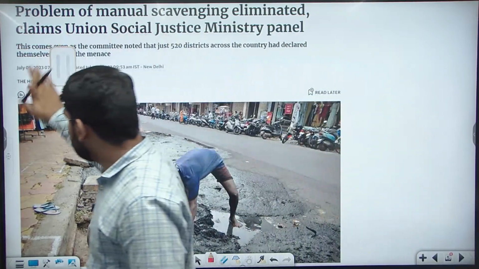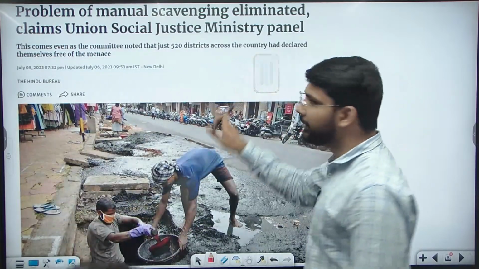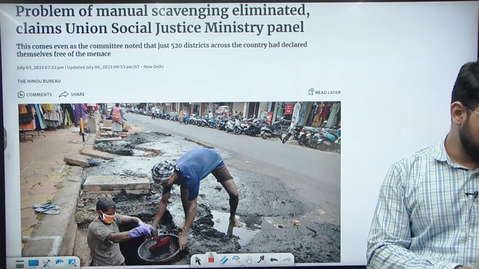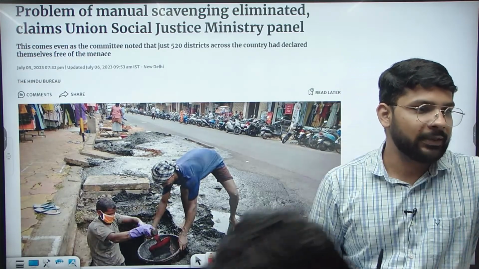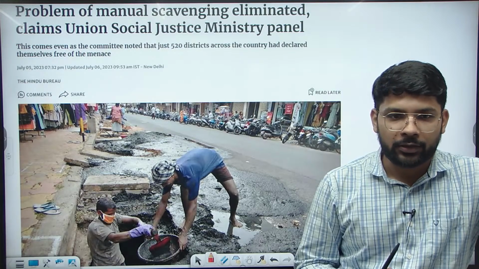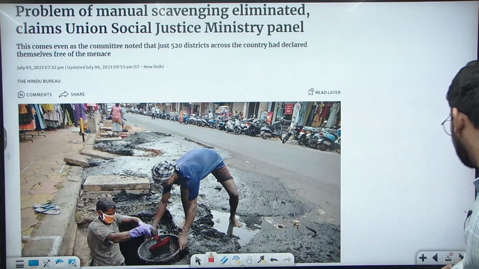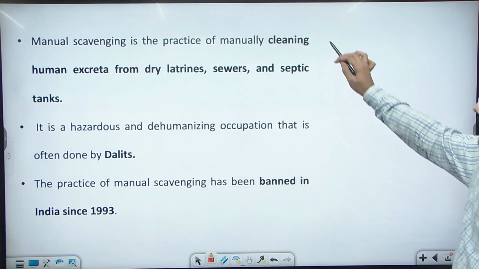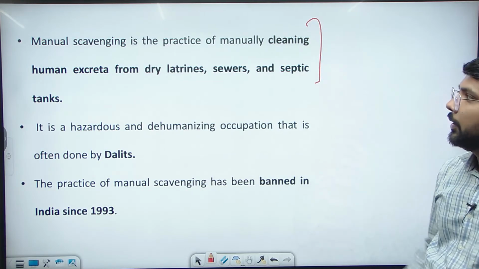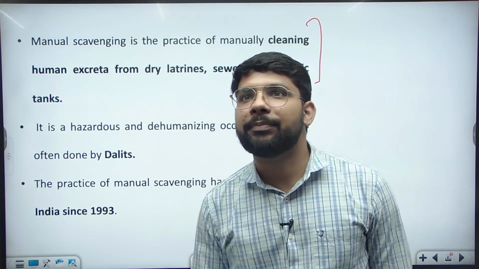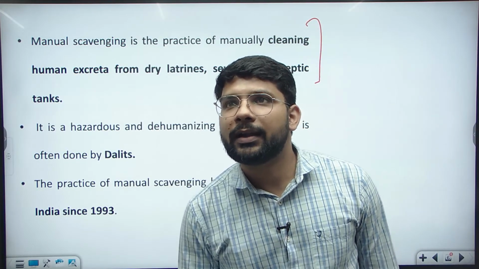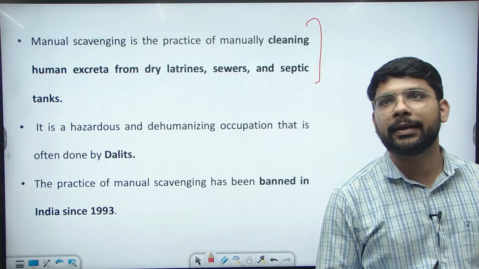Manual scavenging is a practice in which humans clean the excreta released by humans, cleaning of drainage, sewage, and septic tanks by humans. So this is a clear definition of manual scavenging. It's a practice of manually cleaning human excreta from dry latrines, sewers and septic tanks. Yes, Kaveri, handling of human excreta. Yes, this is a correct definition.